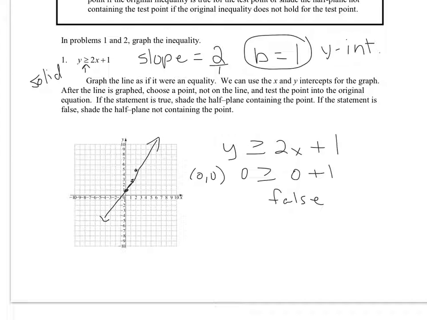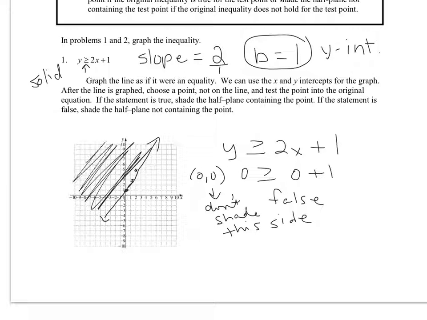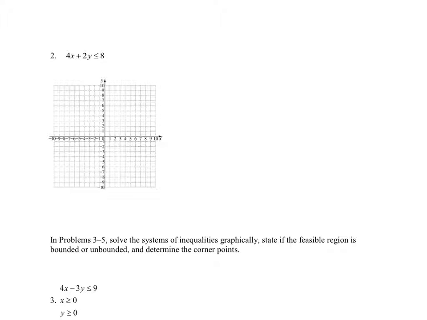So that tells me I don't shade the side where (0, 0) is. Instead, I'm going to have to shade the other side. So that means I'm shading above this line. And that would be the sketch of the graph. Let's go to the next slide.